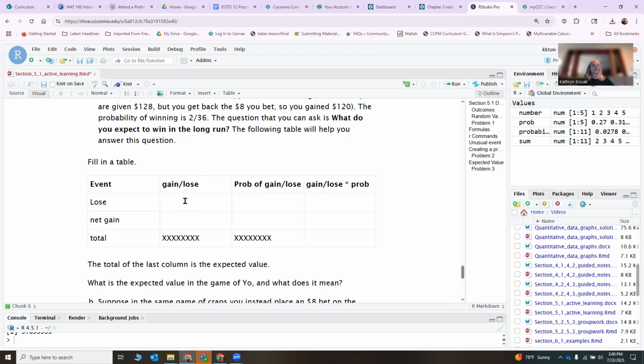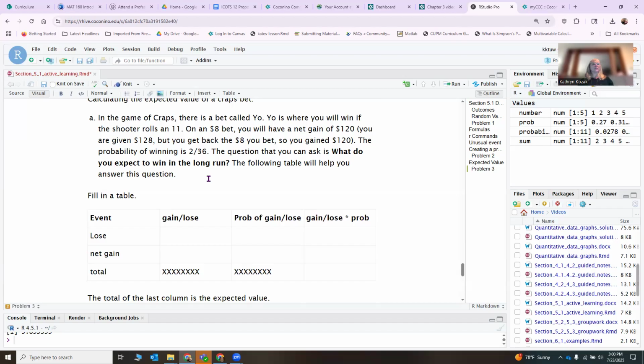So again, we're going to make a little table here. If you lose, what do you actually gain? Well, you lost that $8. It went away from you, so it's -8. Your probability of losing is 1 minus the 2 out of 36, which is the probability of winning. If you win, you get 128, but you had to pay the 8, so you really only gained $120, with a chance of 2 out of 36.